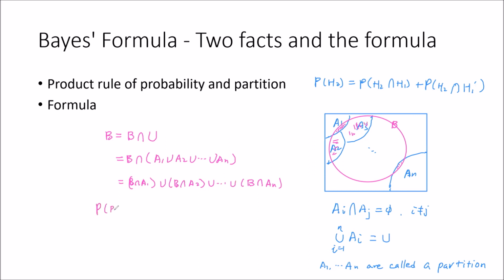Now, the probability of B equals the probability of this bunch of unions. We're not going to use the general union rule because it's a little bit more complicated. We only need to take notice that they are mutually exclusive because the A_i are mutually exclusive. So all these intersections are mutually exclusive, so we can simply add. We don't need to consider the intersections because intersections are empty.